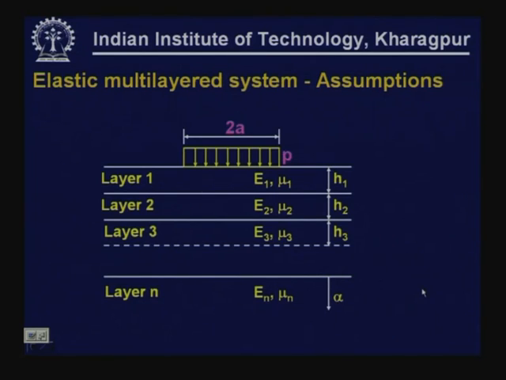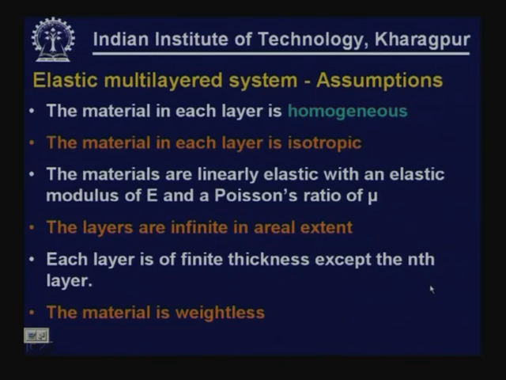Let us see the assumptions that we make in the case of a multi-layered system. In this, we assume that the material in each layer is homogeneous. We also assume that the material is isotropic. We assume that the materials are linearly elastic with an elastic modulus value of E and a Poisson ratio value mu. We assume that the layers are infinite in areal extent, horizontally. We also assume each layer is of finite thickness except the last layer, the bottommost layer, which is infinite in the vertical direction also, in one direction. We also assume the material to be weightless.